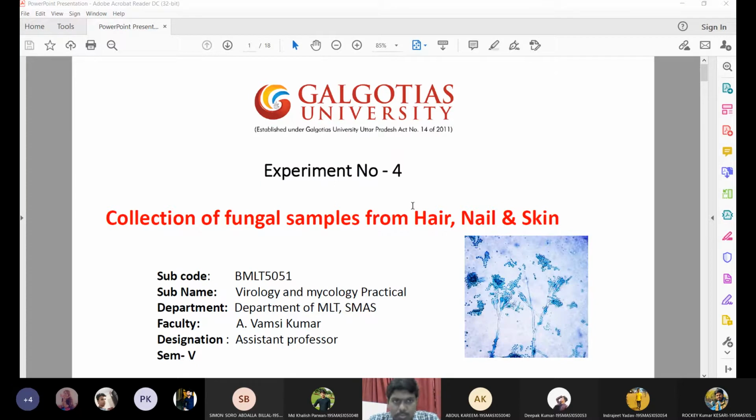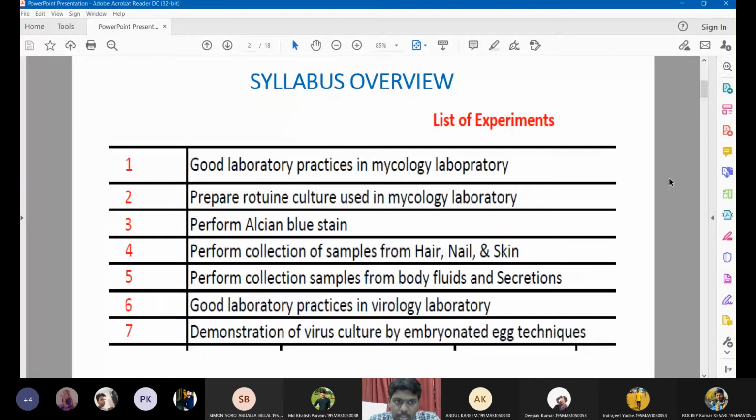So coming to your virology and mycology practical, the subject code is VMLT5051. As you already know, in total we have 7 practicals. The first one is GLP in mycology lab. We finished it. Then the second practical is preparation of culture media used in mycology lab.